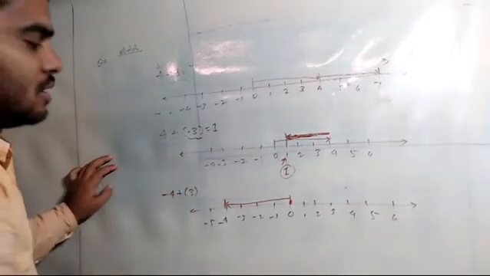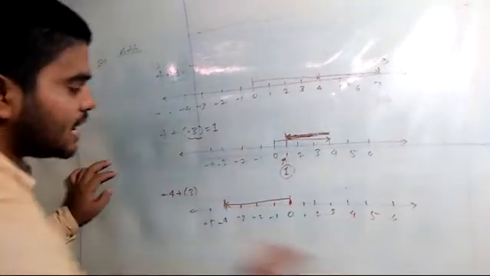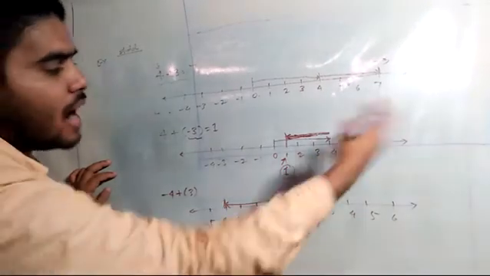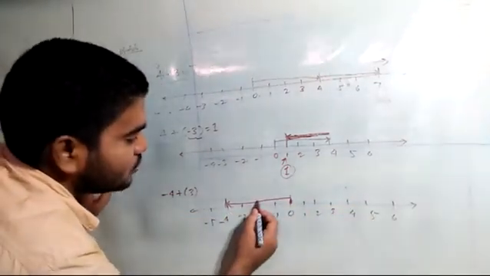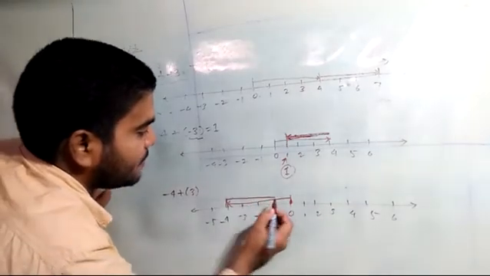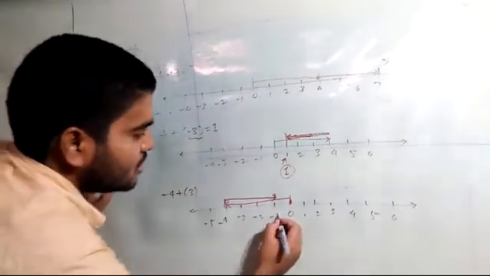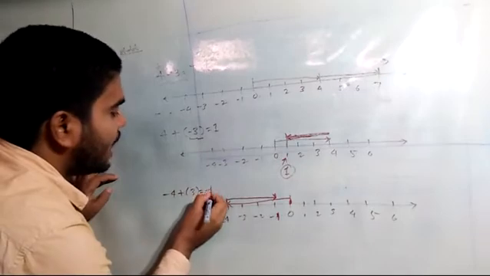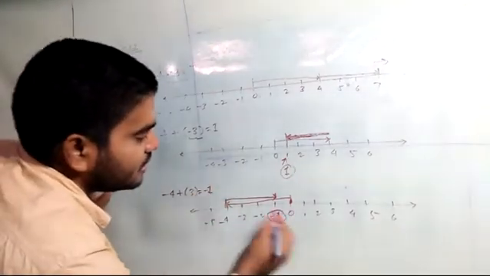Addition of plus 3. Plus 3 means going towards right hand side. Positive number is there. So we are going to add towards that side. 1, 2, 3. So your answer will be equal to minus 1. See the reading here. It is minus 1.